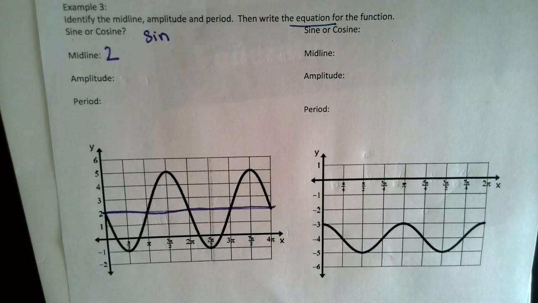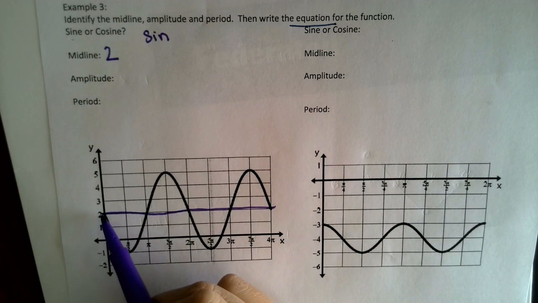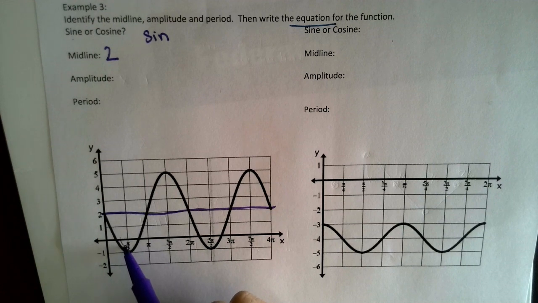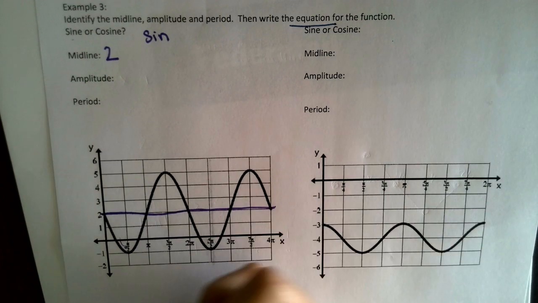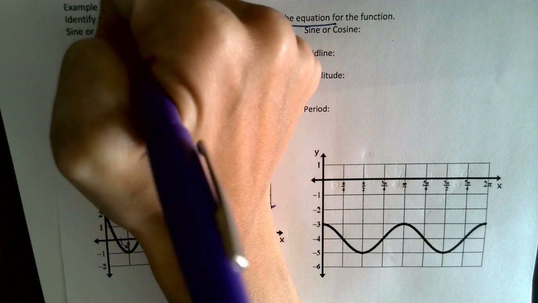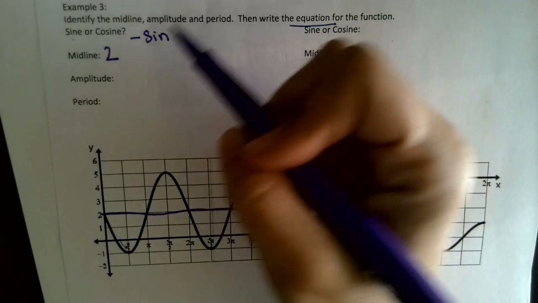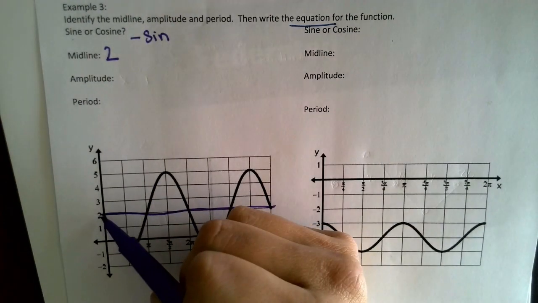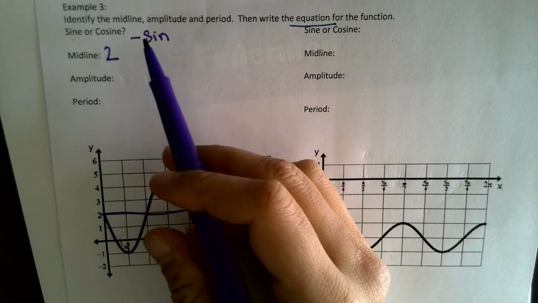The other thing I want you to notice is that once we start at the midline, what direction does our graph go? It goes down. But our original function for sine went up. So what does that mean? It means that sine is negative because we're flipping it. So again, we started at the midline. So it's sine, but we usually go up for sine. Since we go down, in this case, it's going to be a negative sign.